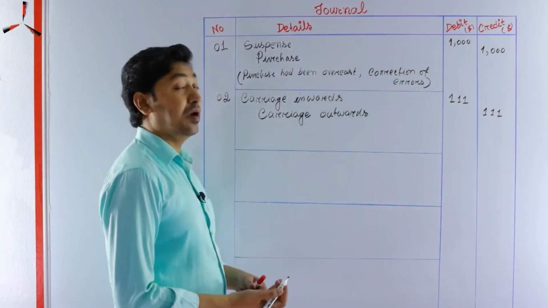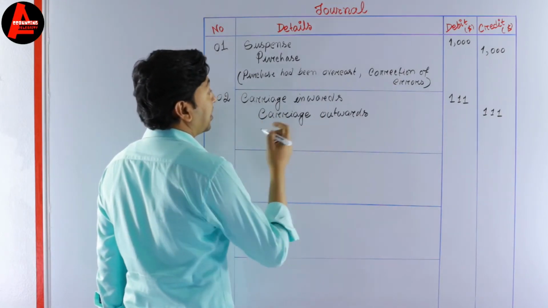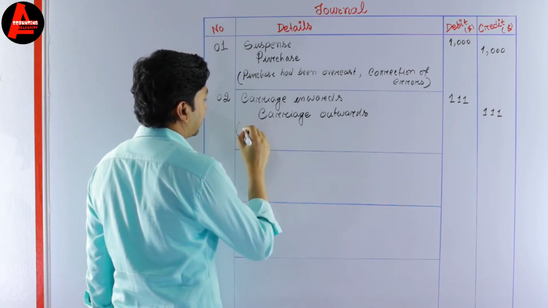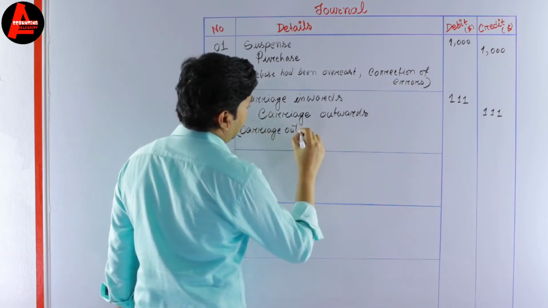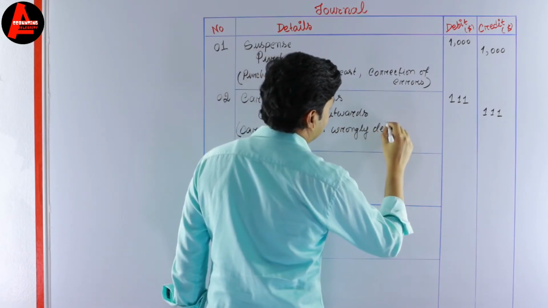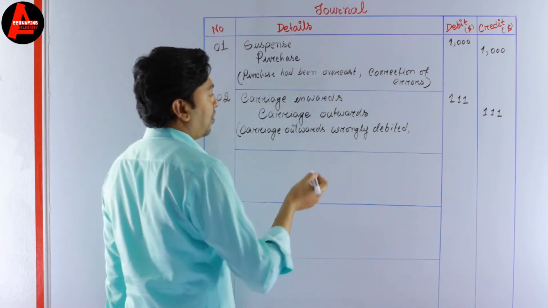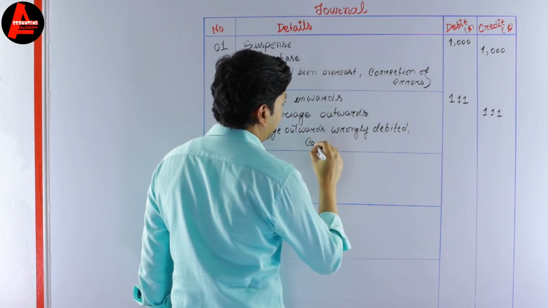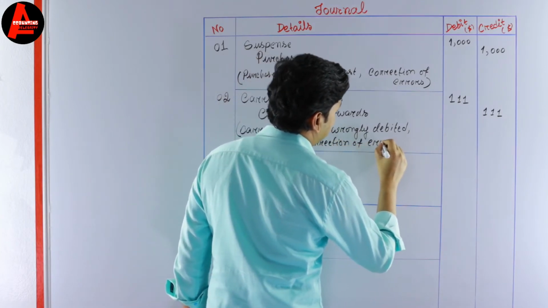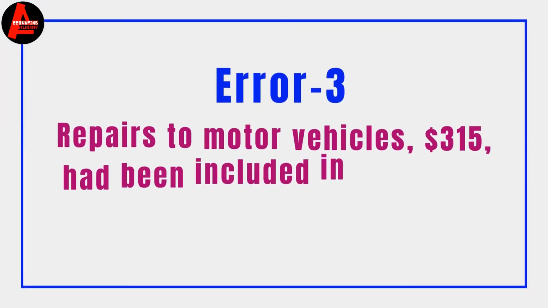Okay, great. Now we have to write a narrative. Yeah, so what can we write? We can write carriage outwards were wrongly debited. Yeah, so let us write here carriage outwards wrongly debited. Okay, then what we did, we corrected the errors. Yeah, so let us write here correction of errors. Okay, great, we finished.